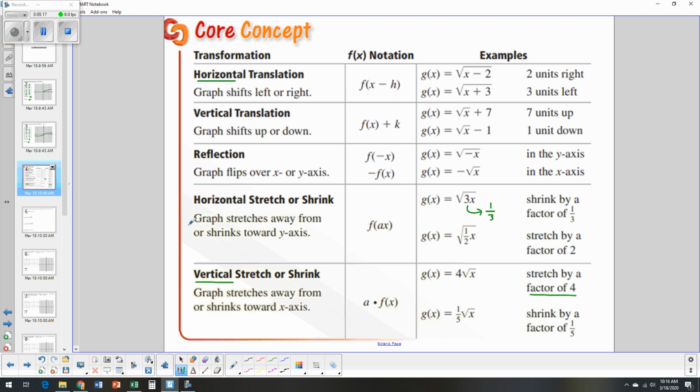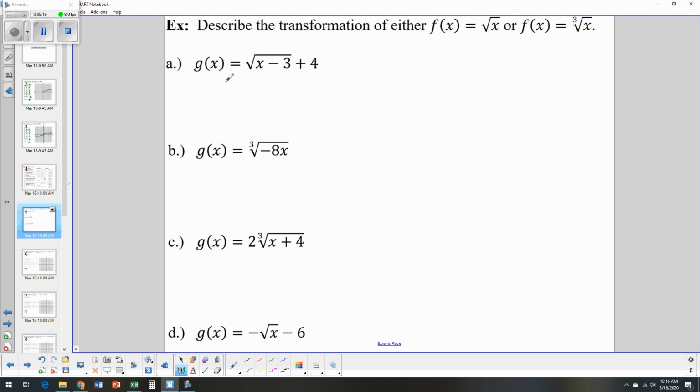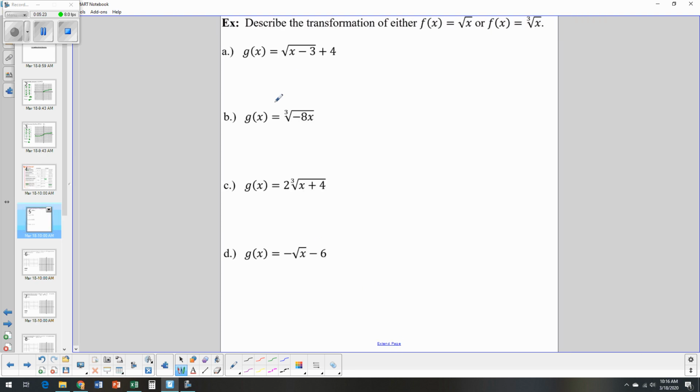I know it's been a while since we've done these, but let's just try to describe what's happening in each of these, right? So we're looking at inside with the x, so that's our horizontal translation. I'm just going to put H translation. All right, horizontal translation of 3 to the, and remember we're going to do the opposite. Minus 3 is to the right.